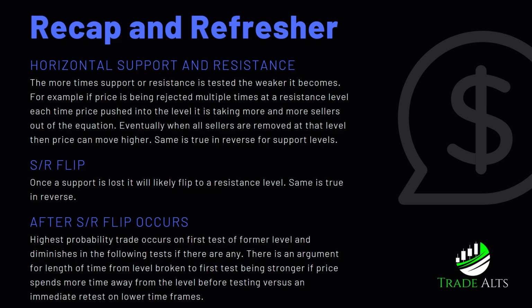So before we get on to trend lines, just a really quick recap and refresher. If you want to pause the video and read through this, it's very important. But essentially, I'm going to go through an example just to solidify what I talked about in video 1. A few important things to remember. The more times support and resistance is tested, the weaker it becomes. And after there is a flip of support or resistance, oftentimes your highest probability trade occurs on the first test of that former support or resistance level. So that's something that I'm going to cover here in this next slide.